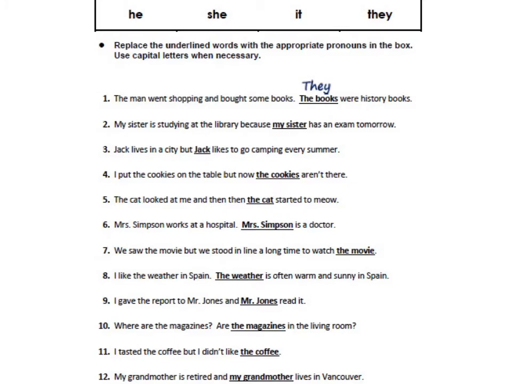Number 2, my sister is studying at the library because my sister has an exam tomorrow. My sister is, yes, she. You can say she has an exam tomorrow. Note that for sentence number 1, because they starts the second sentence, the first letter starts with a capital letter. But for number 2, because my sister is in the middle of the sentence, you don't need to use a capital S for she.